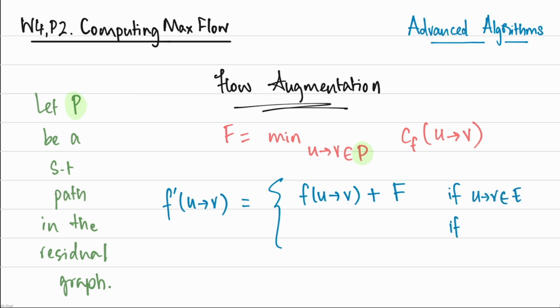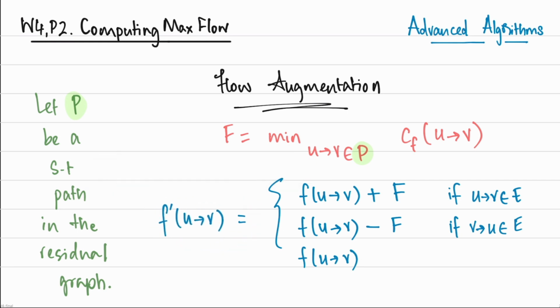If the edge in the residual graph happened to be one of these artificial reverse edges, then like I said, we are pulling some flow back. So we go to the edge uv and actually remove f. And otherwise, if the edge that we are talking about is not even on the path, then the flow through that edge remains unchanged. It's just the original flow. So this is f prime, the augmented flow.